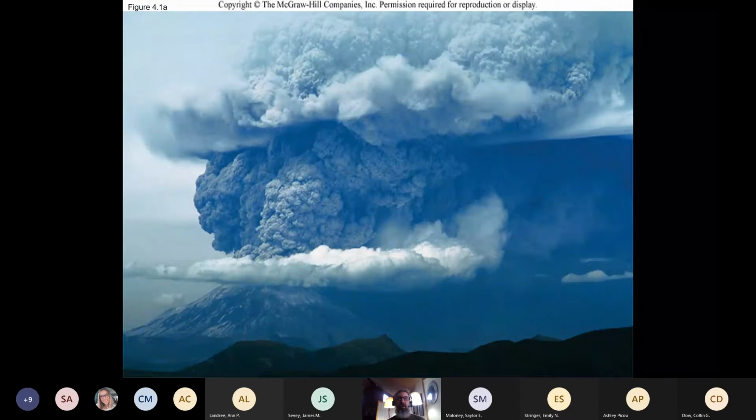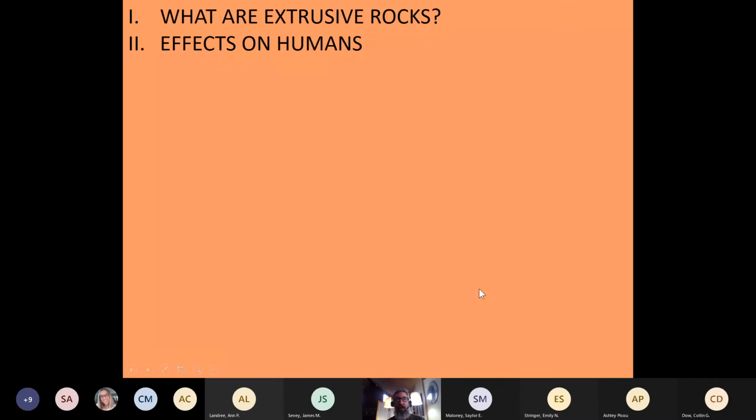So here's a good example of a pyroclastic eruption. Not a whole lot of lava oozing out of the ground, running down the slopes of this volcano. Instead, most of the molten material is blown directly up into the atmosphere. So this is considered pyroclastic material. That is the 1980 eruption of Mount St. Helens.